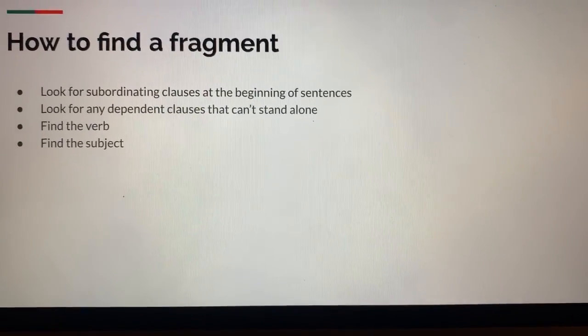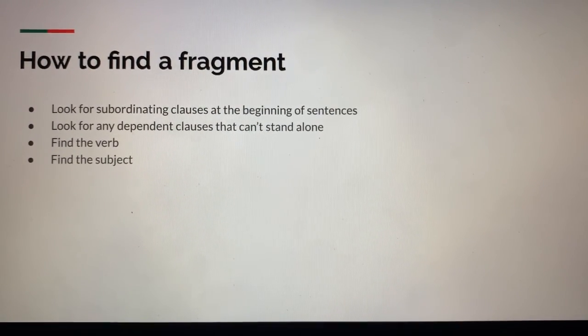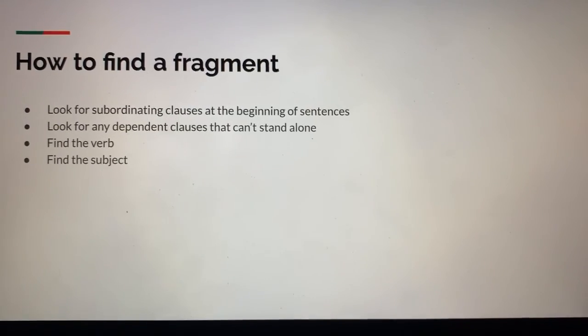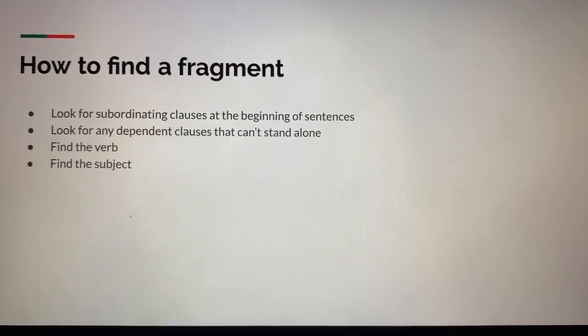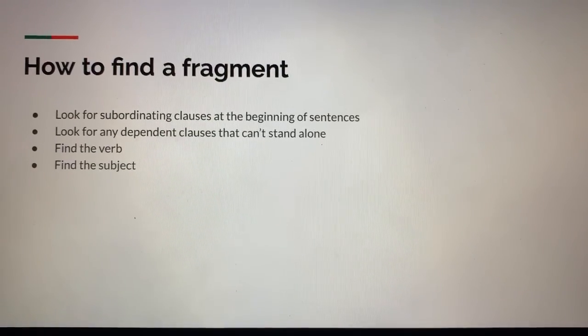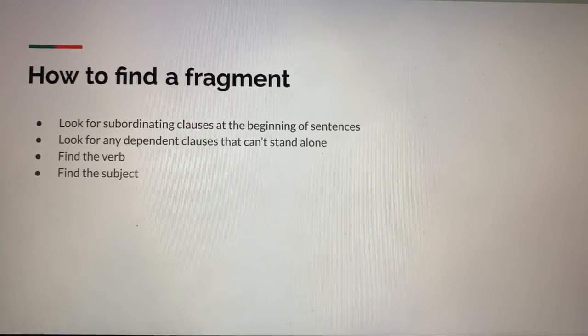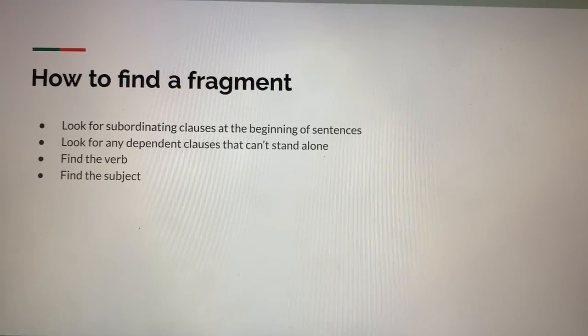Here are some ways for you to be able to find fragments on your own. Look for subordinating clauses at the beginning of sentences. Some examples of these could be after, because, then, and from, and those could be making yours have fragments. And then look for any dependent clauses that can't stand alone, which are the ones that we just talked about.